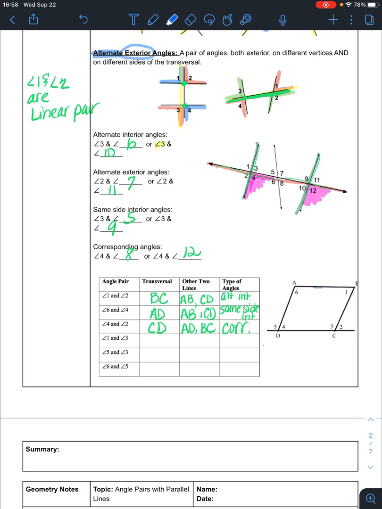Okay, 1 and 3. Here's angle 1. We're going to trace angle 1, all of it. We're going to trace angle 3, all of it. Let's color it in. This is what we're talking about, angle 1 and angle 3. So the one line that touches both of the other two lines is BC. The other two lines are AB and CD. And notice they're on the same side of BC, so they're interior. So they're on the same side and they're both interior, so that's same side interior.